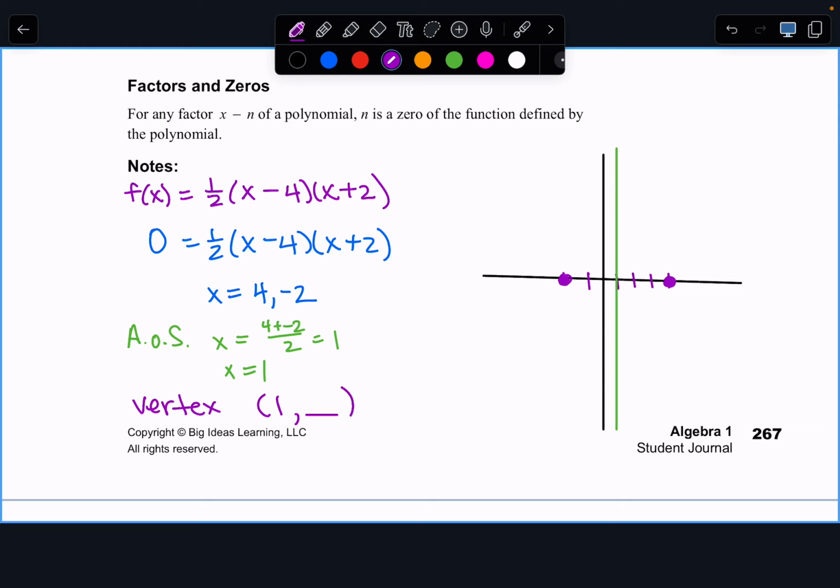How do I figure out exactly where it is? Plug it in. We can come up here, f of 1. We have 1/2 times x minus 4 times x plus 2. What's 1 minus 4? What's 1 plus 2? So we have negative 3 times 1/2, so negative 9/2.